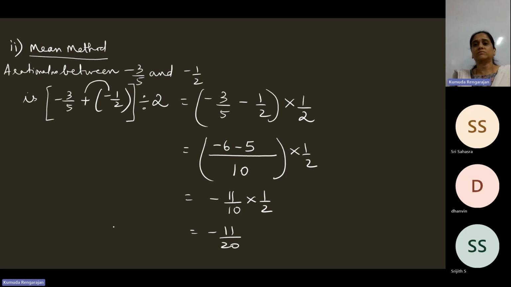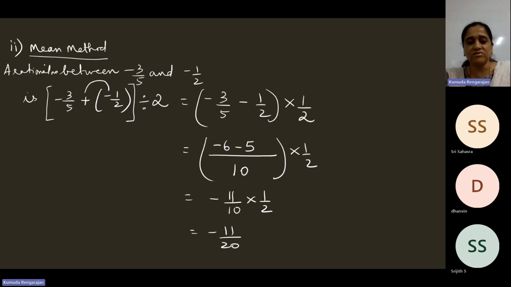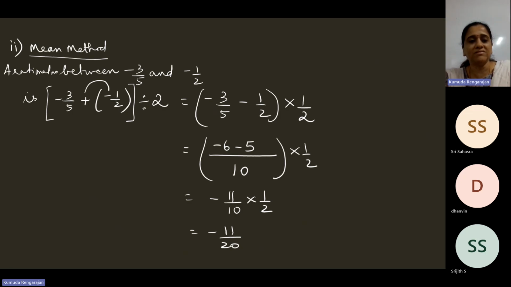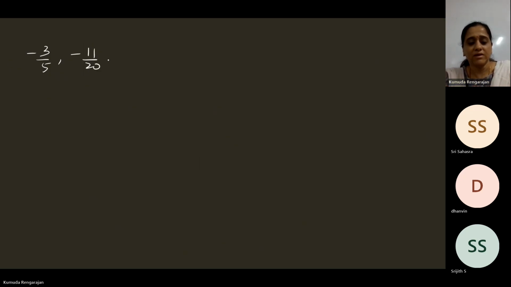Is this understood? Okay. So now where are we? You can just write this. Between minus 3 by 5 and minus 1 by 2, we have inserted minus 11 by 20. Correct?